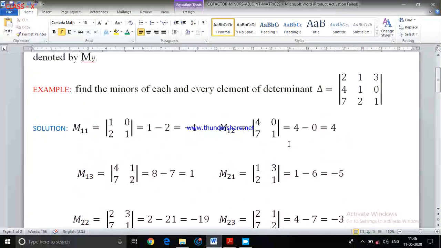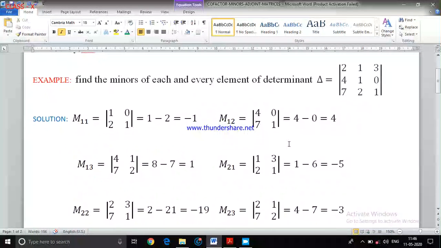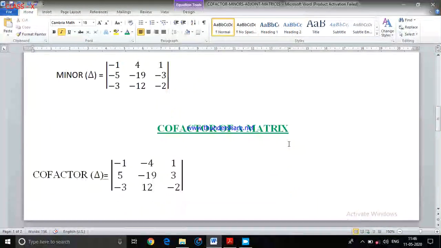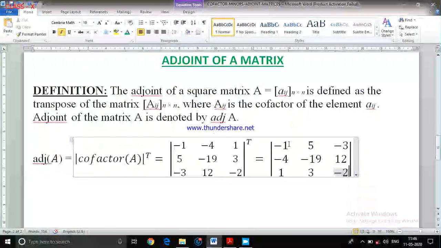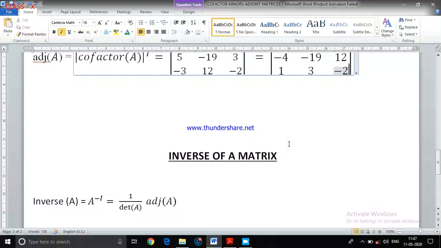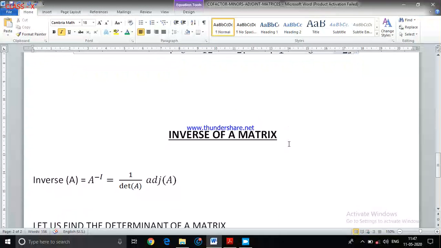Understood? So you have to be very careful finding the minors of a given matrix, especially with the signs, subtractions, multiplications, and which row or which column you have to eliminate. You have to be very focused. So the cofactor is done, the adjoint of the matrix is also done. Then we'll move to the inverse of a matrix.